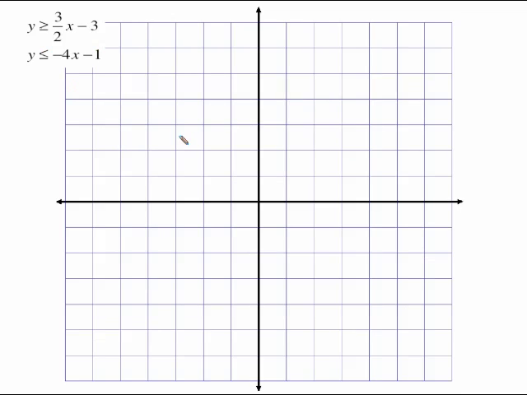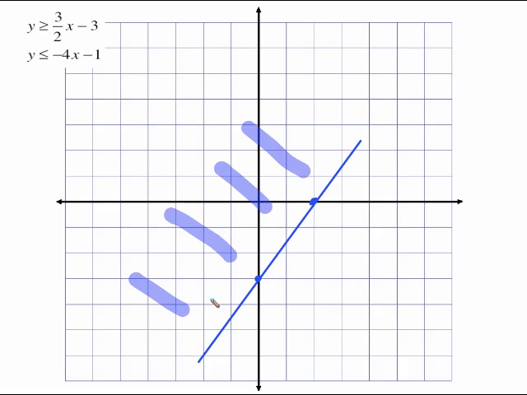There's the two inequalities, and we're going to have a y-intercept of -3, a slope of 3/2, which is up 3 over 2. Let's draw the line, which looks about like this. It is greater than or equal to, so it is a solid line, shade above.